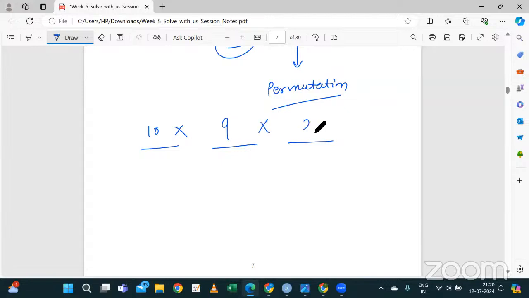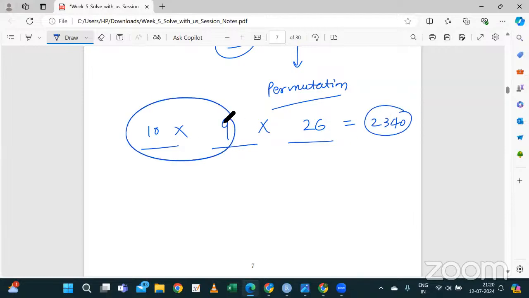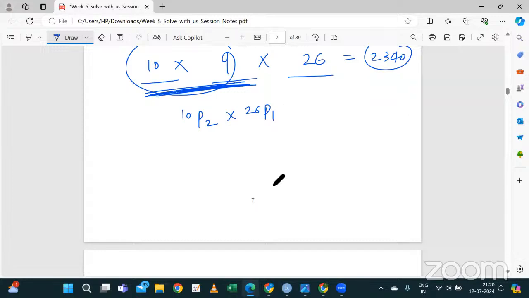And at the third place, I can use any of the 26 alphabets, right? So this will become 9 into 10 into 26, which is 2340, right? This same thing you can do with permutation. I told you order matters, and we know if order matters, I will go for permutation. So for these two places I can write 10P2, and here you can write 26P1, right? You will get the same answer.